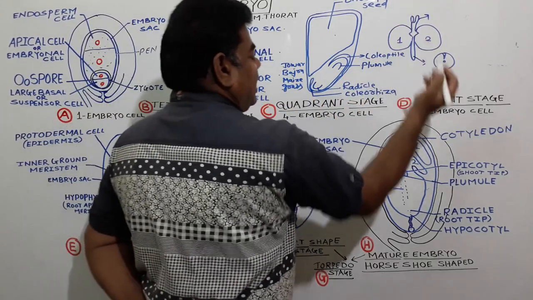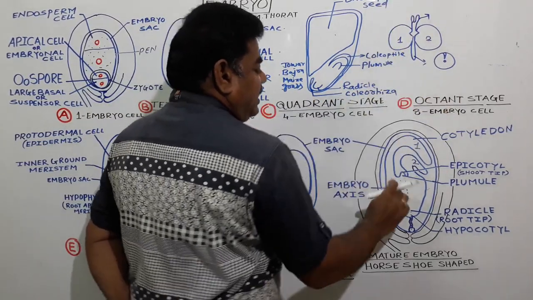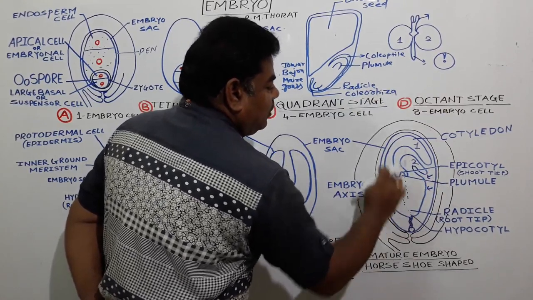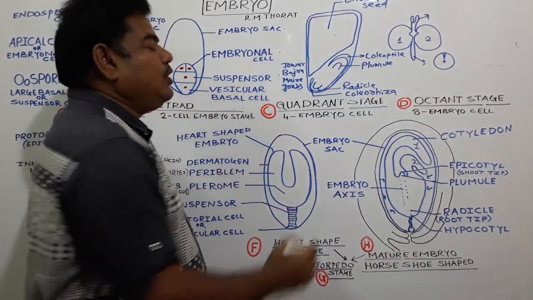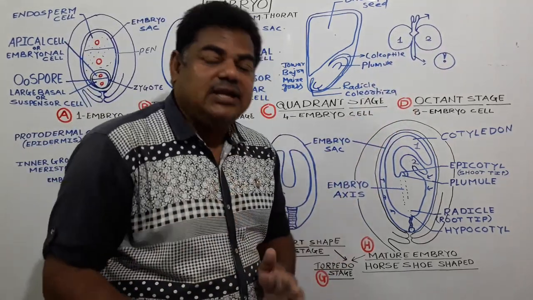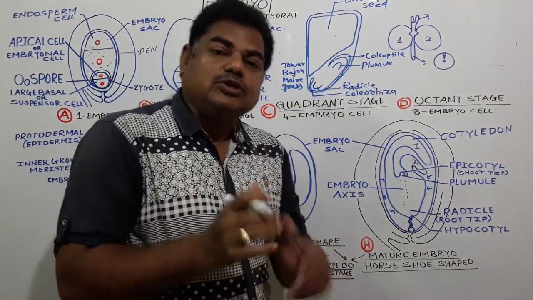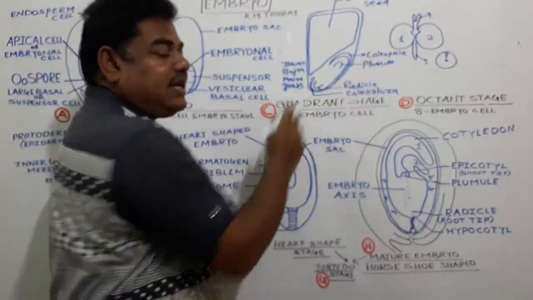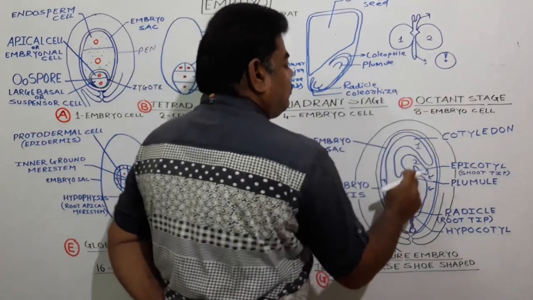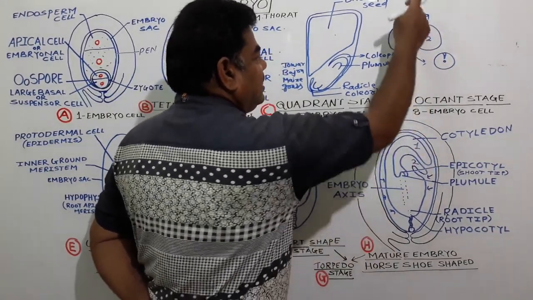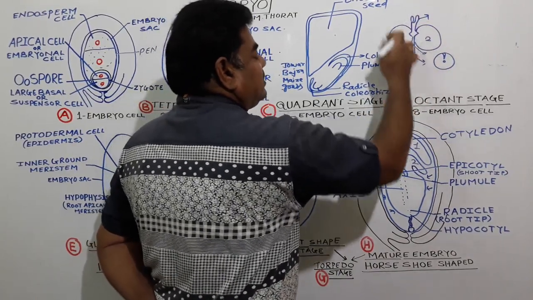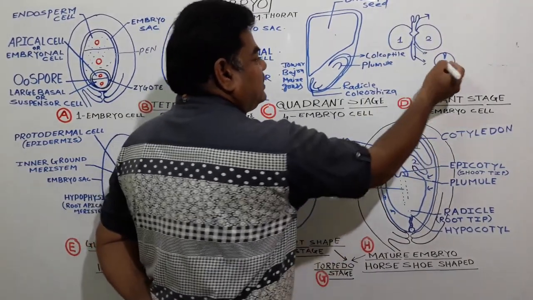But in case of a dicot, this endosperm gets completely utilized for the development of the embryo, due to which in the dicot the endosperm is totally absent, and we call it a non-endospermic seed. And this seed we call an endospermic seed. Here the endosperm gets totally utilized for the formation of these two cotyledons, and this one is the embryo axis. And lastly, like this, complete embryo formation takes place in case of mutter.